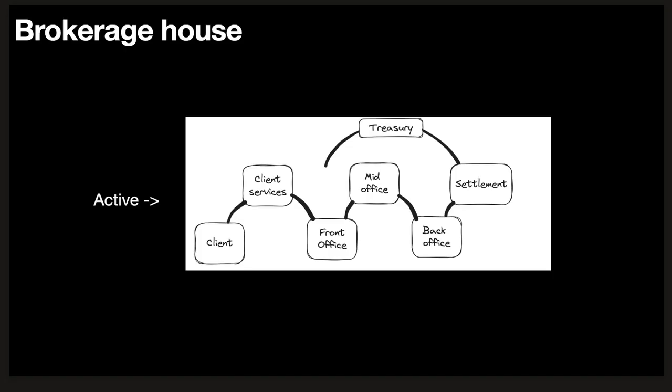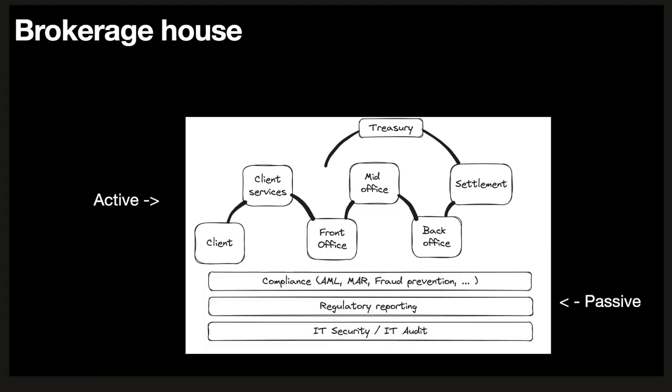There might be a treasury department, whose function is maximizing the efficiency of capital usage. It helps with borrowing and lending money or securities. There are a few other departments which take care that the processes are well established: compliance, regulatory reporting, IT security, and IT audit. These departments make sure that there are no bad practices and that the quality of the process is good enough.